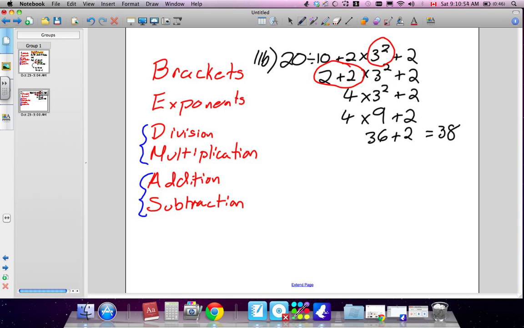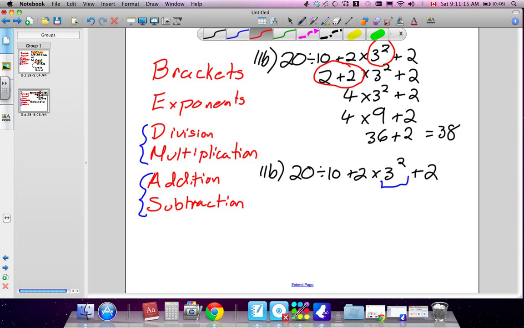20 divided by 10 plus 2 times 3 to the power of 2 plus 2. Okay, so according to BEDMAS, what do we do first? We do exponents. So, what is 3 times 2? You know what, I'm going to underline this so we know what we're doing first. Sorry, not 3 times 2. 3 times 3. Yeah, that's right, it's 9. Plus 2 times 9 plus 2.